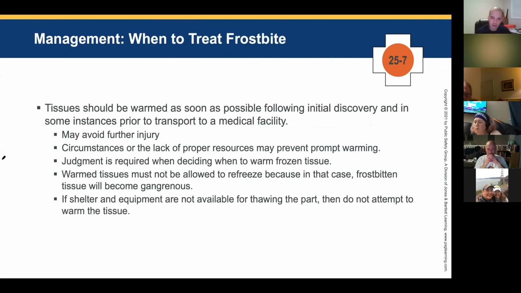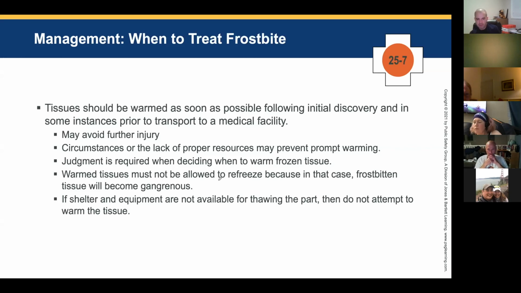So when do we treat frostbite? Tissues should be warmed as soon as possible following initial discovery, and in some instances prior to transport to a medical facility. The reason we may want to consider this is that it may avoid further injury. Circumstances of the lack of proper resources may prevent warming. Judgment is required when deciding when to warm frozen tissue.